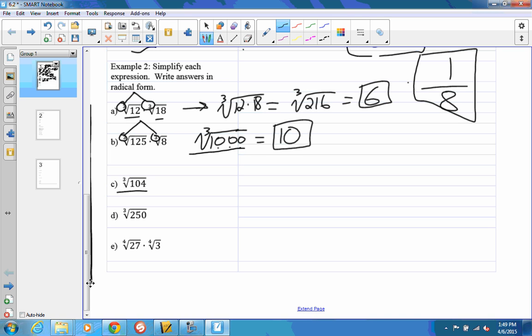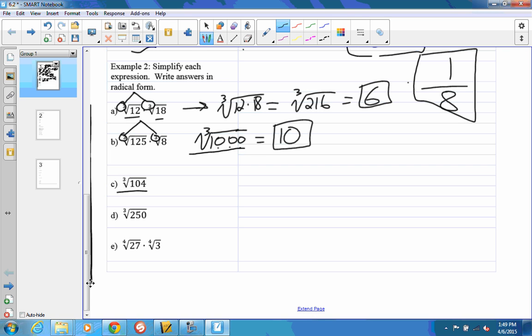Here's where we get a little more complicated. You've probably seen something like this. Cubic root of 104. Christian, are you plugging it in? Just tell me what you get. I got 4.7. So not a perfect cube, right? There's no perfect cube for 104. But I want to simplify it.